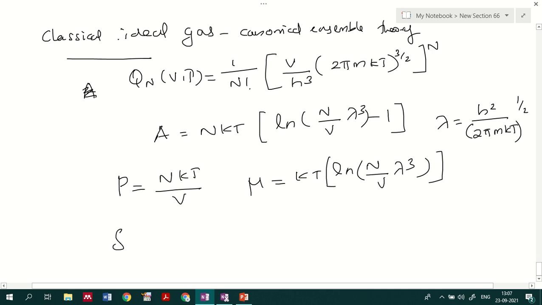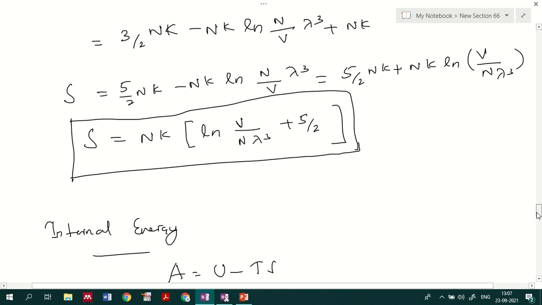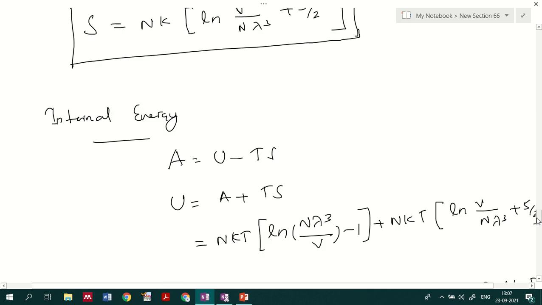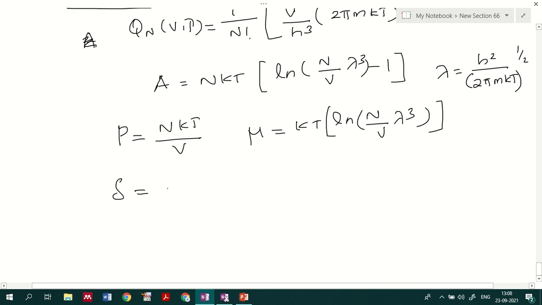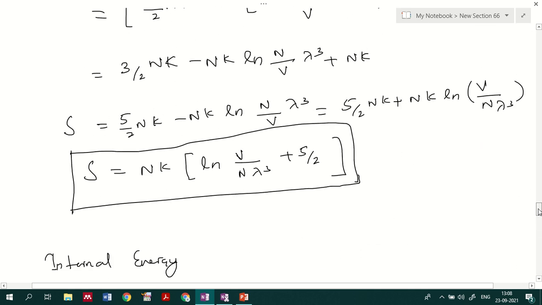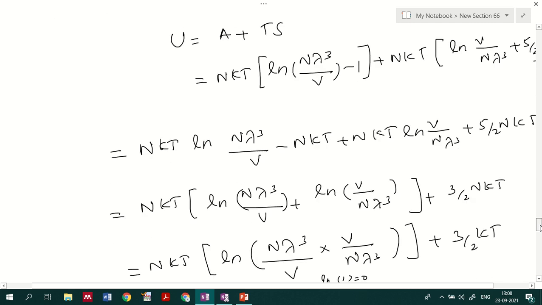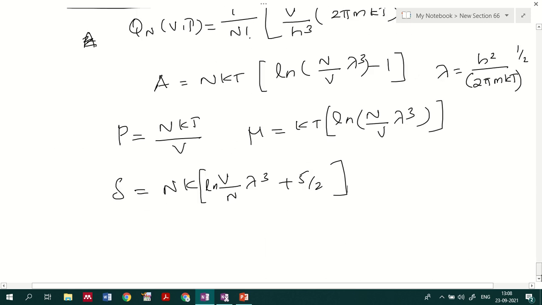Then we identify the entropy. So what was our entropy? Entropy S is equal to nk ln v by n lambda cube plus 5 by 2. Okay, so this was the representation for the entropy we got. And the internal energy we obtained is U equal to 3 by 2 nkt.